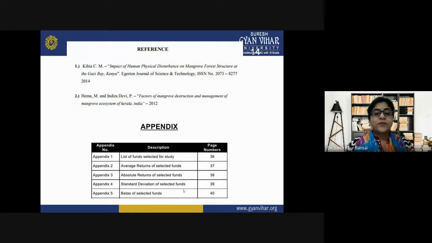Then absolute returns of selected funds is given in appendix 3. Then standard deviation of selected funds is given in appendix 4. And in appendix 5, betas of selected funds are given. So students, remember, you will most probably be collecting your data from teacher education institutes, maybe B.Ed students, M.Ed students, or teachers in higher secondary schools, or any kind of data. Wherever you have taken any certificate from, this will also be included in the appendix.